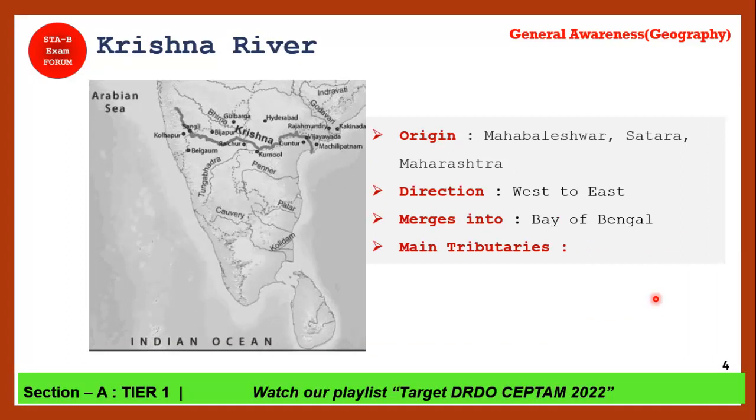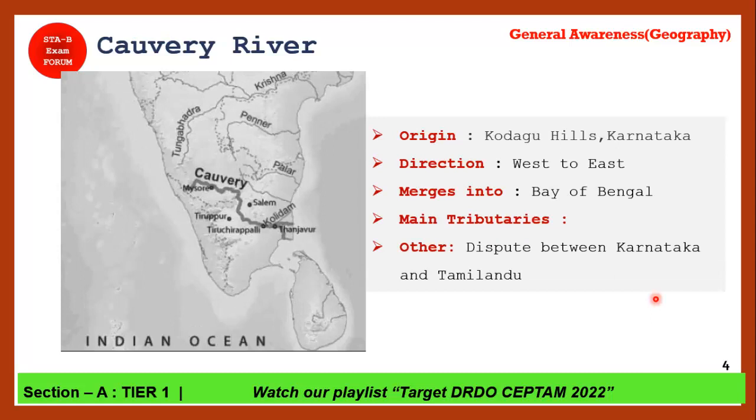So the next important river is the Krishna River. Its origin is Mahabaleshwar, Satara, Maharashtra, and it also flows from west to east. Okay, and finally merges into the Bay of Bengal. Okay, this much you should know at least on the Krishna River. The next river is the Kaveri River, whose origin is Kodagu Hills. Okay, and it flows from west to east and finally merges into the Bay of Bengal.